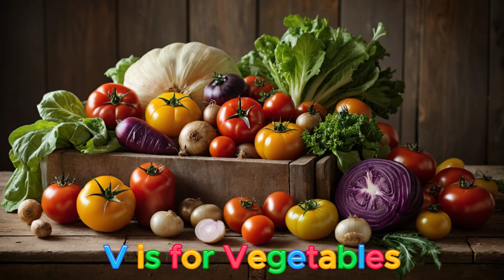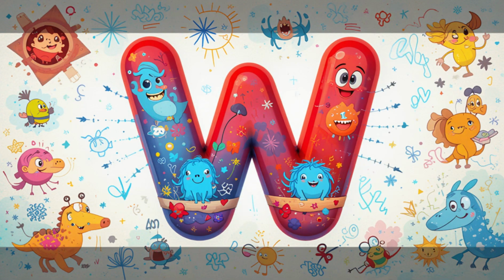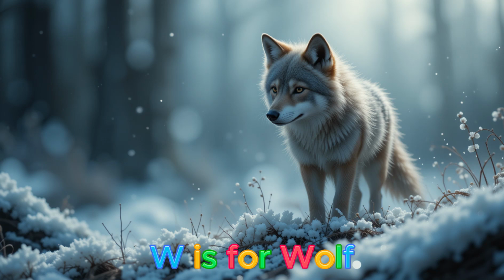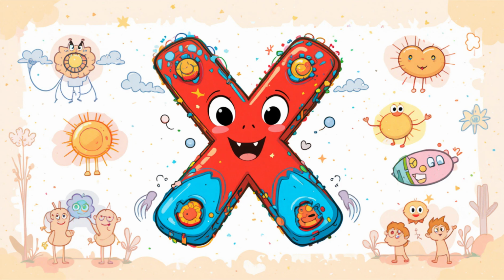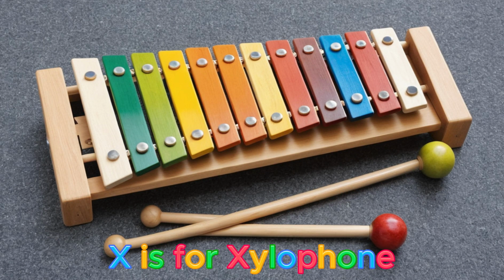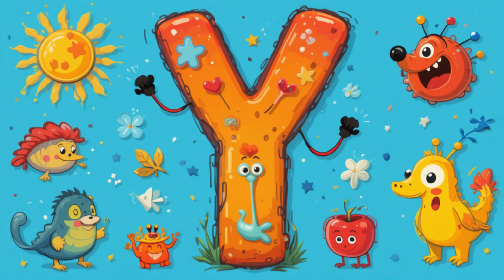V is for vegetables. This is the letter W. W is for wolf. This is the letter X. X is for xylophone. This is the letter Y.